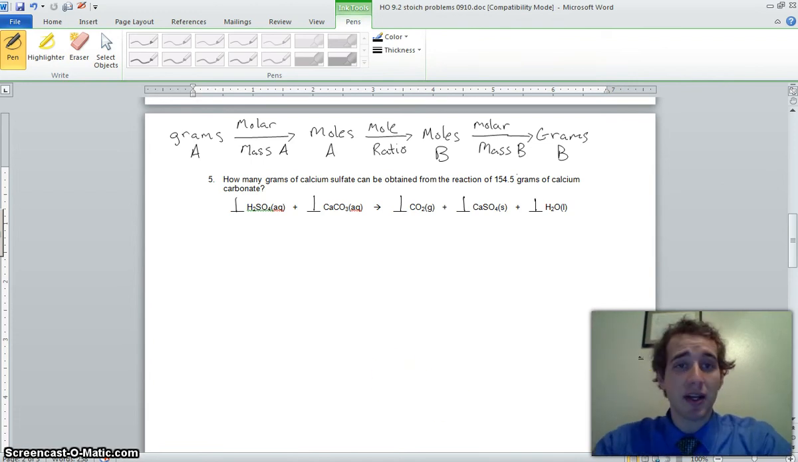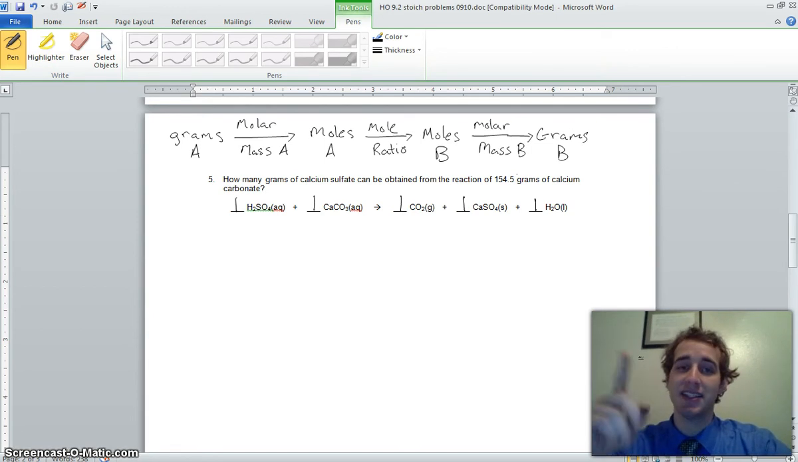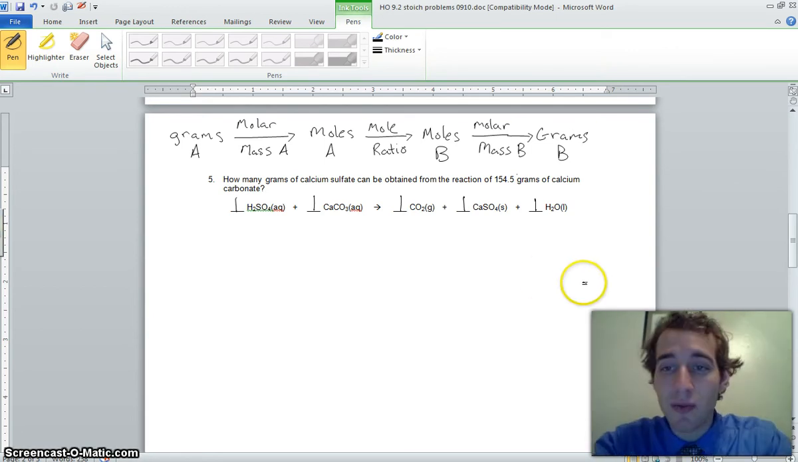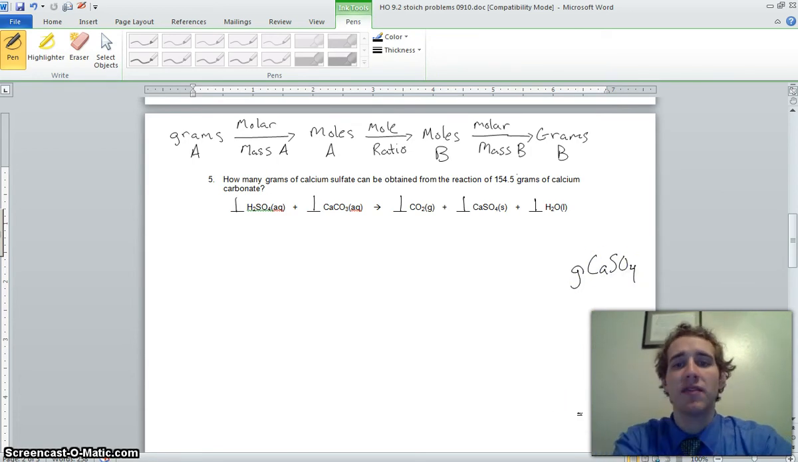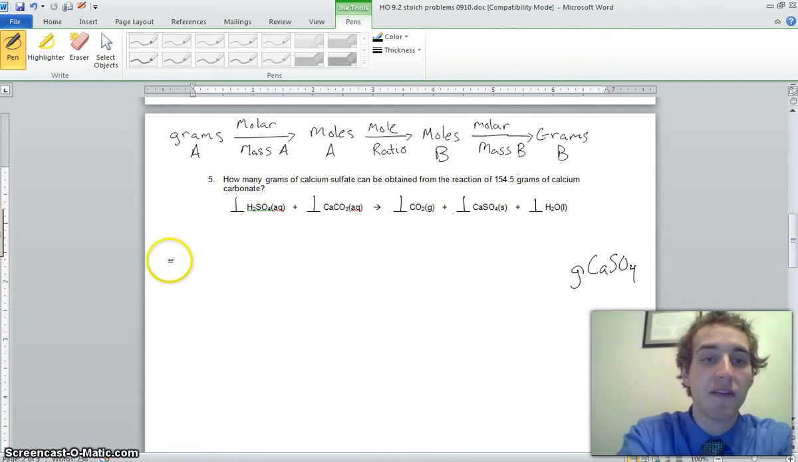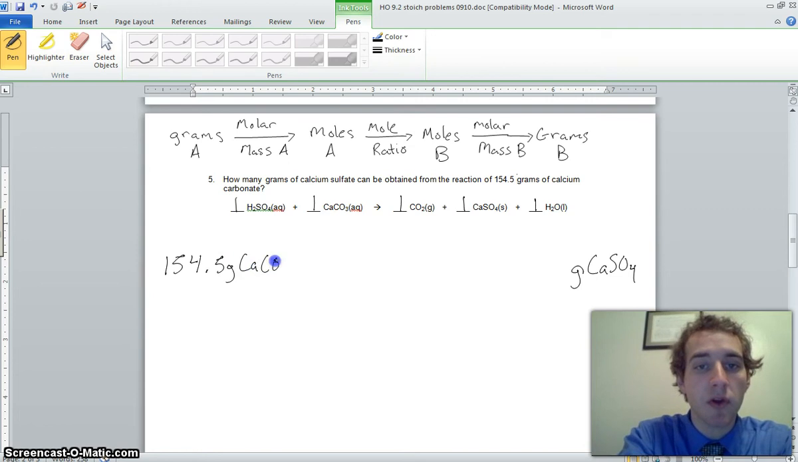So as we look, let's go back to our problem, see what it is they're starting us with, see what they're trying to get us to solve for. So how many grams of calcium sulfate? I see a question word. How many grams of calcium sulfate, that's what we're looking for, can be obtained from a reaction of 154.5 grams of calcium carbonate. Go ahead and put that guy over 1.